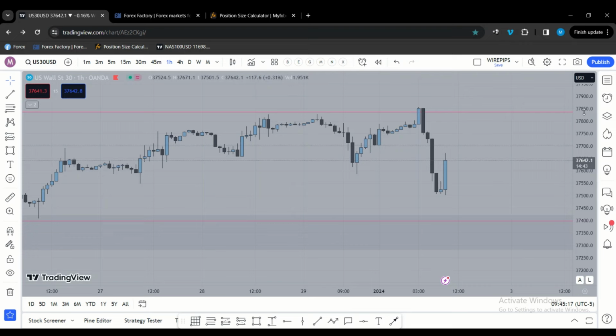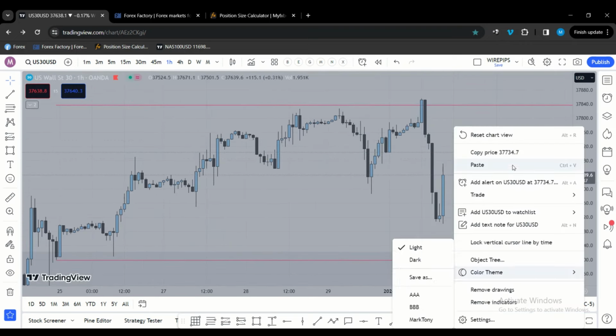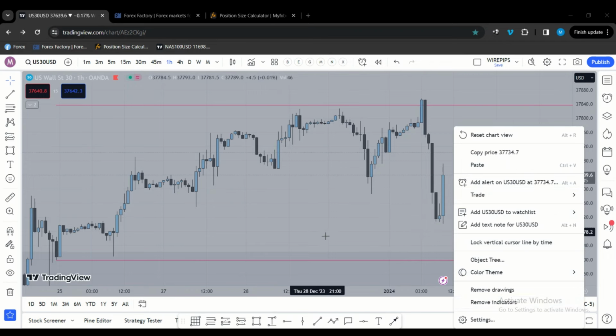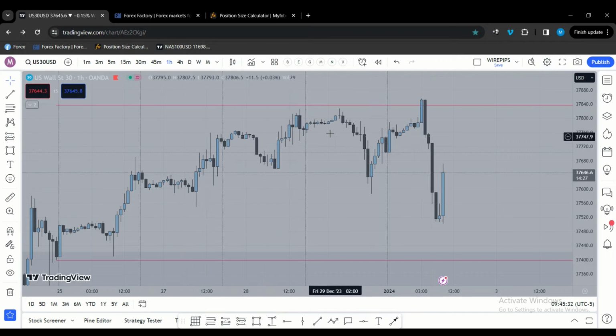So this is our 1 hour time frame. I want to be mapping out day high and low. So when you go to your settings here and click on session breaks, this will indicate the opening of the day to the closing of the previous day. This is my previous day low here, and this is my previous day high, which the market has taken out already. The market has swept the liquidity resting above this zone.